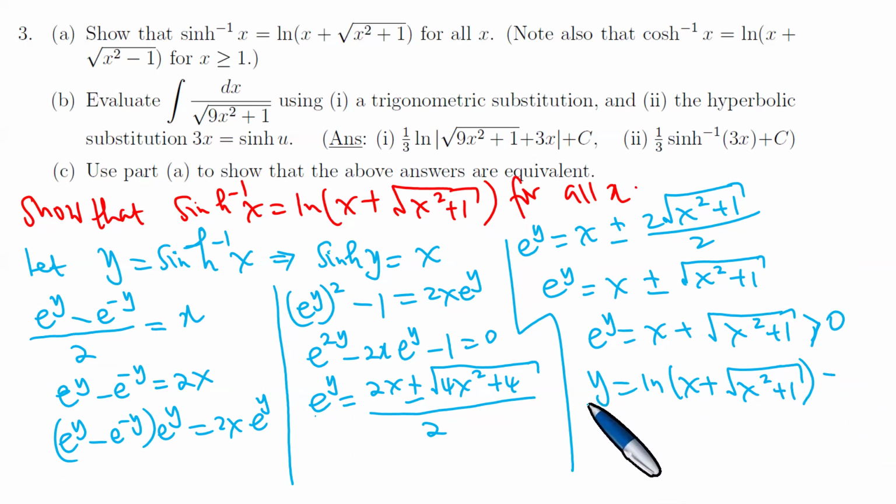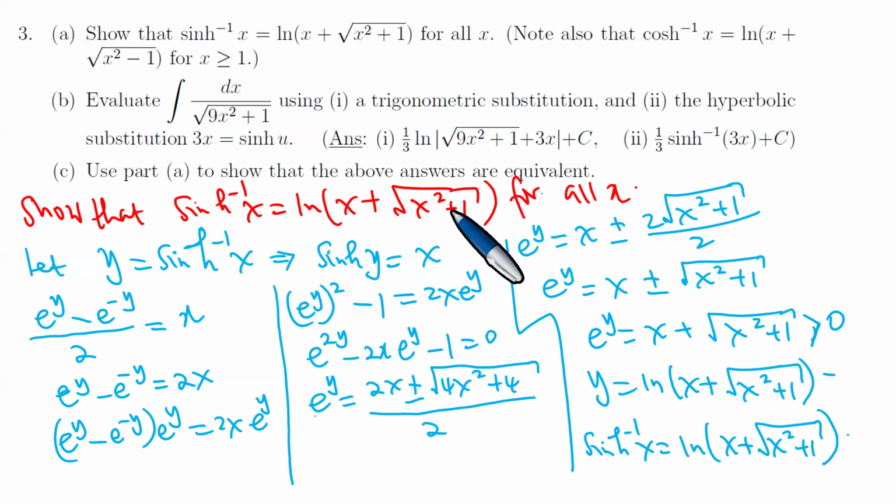Okay, and then what is y? Y is arc sine, which is the ln of x plus the square root of x squared plus 1. So we've been able to show that the arc hyperbolic sine is the red equation. So the arc hyperbolic sine is actually equal to the ln of this. And then we are sure, therefore, that that is what we get as the answer.